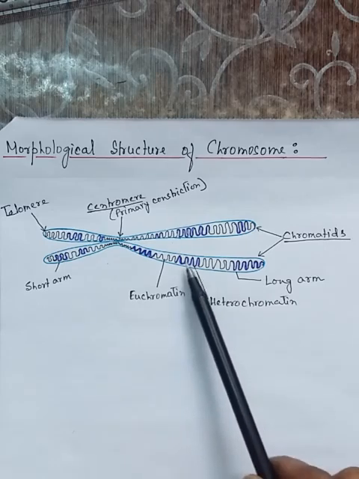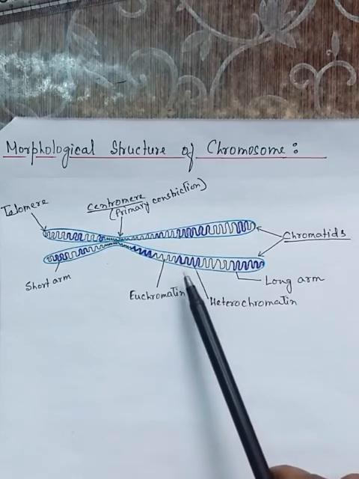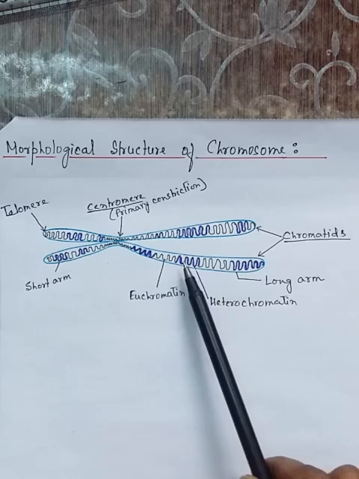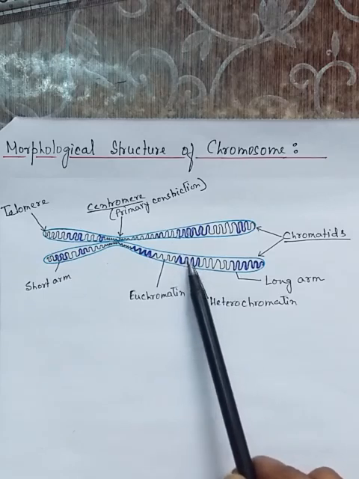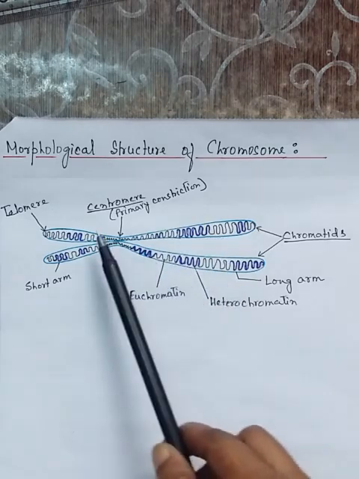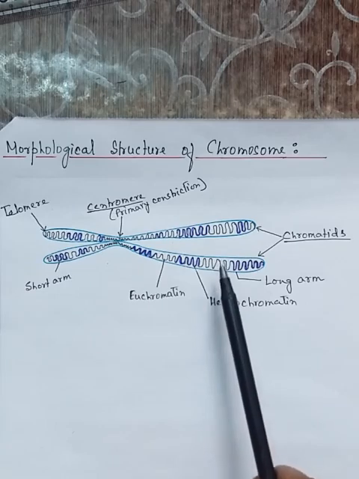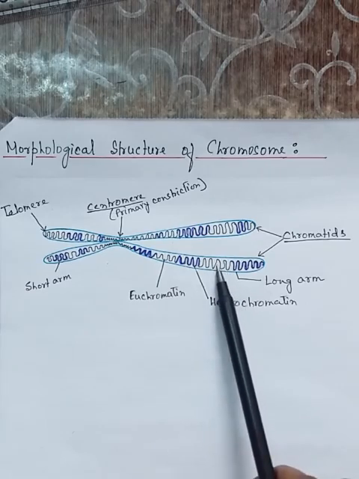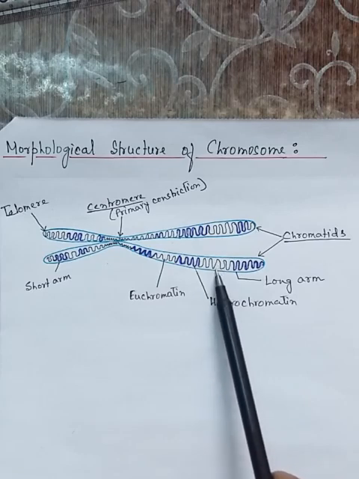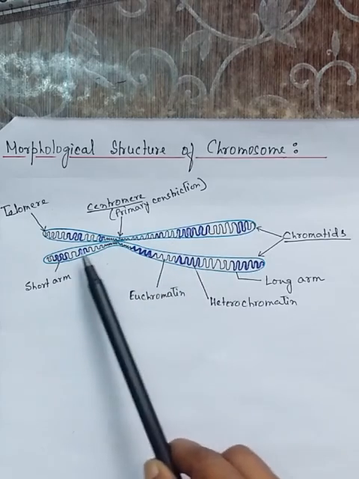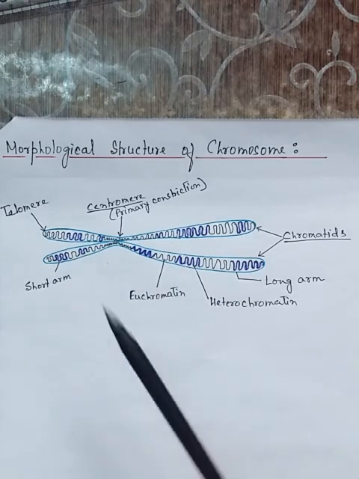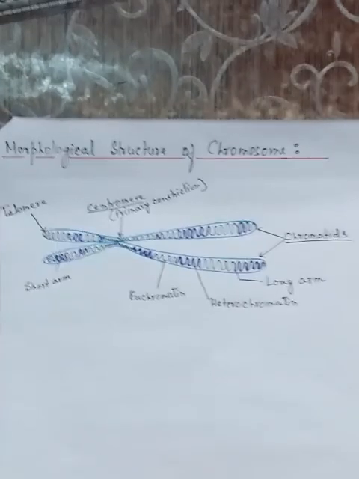You can see the portions of the chromosomes or the chromatin that have taken a dark color. They are called heterochromatin. The portions which have taken the light color are called euchromatin. So the lightly stained portion of the chromatid or the chromatin is called euchromatin, and the densely coiled or darkly stained portion of the chromatid is called heterochromatin.